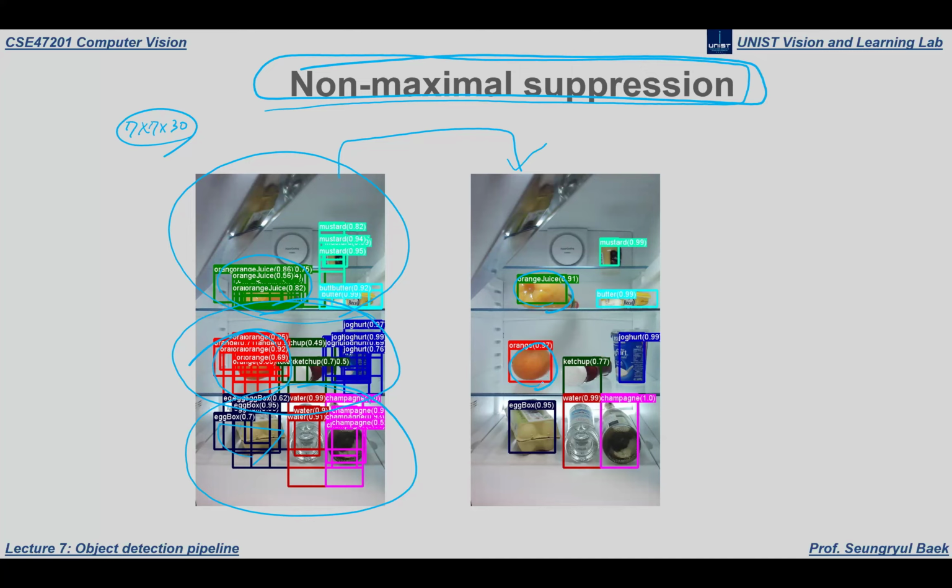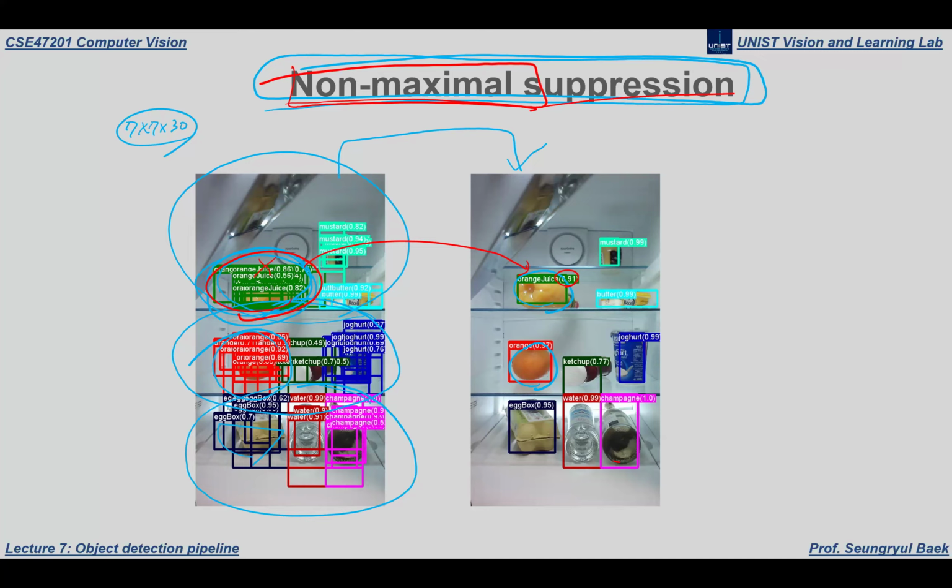non-maximal responses. So among these multiple estimations, you choose one bounding box which has the maximal confidence value and remove all the others. That is called non-maximal suppression. If some box's response is non-maximal, we always want to retain one maximum response. So we are removing non-maximal output. That is called non-maximal suppression.